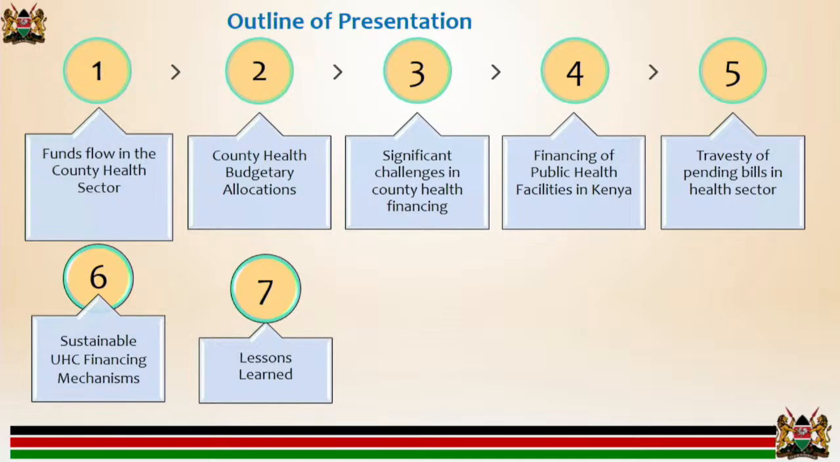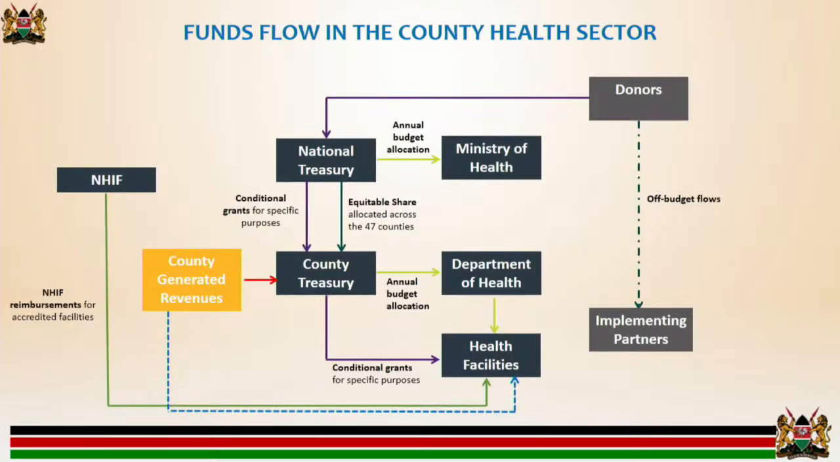I realize that the time is short and I'll take you through them very fast, so kindly excuse if it all seems very rushed. But we'll go through the funds flow, county health budgetary allocations, significant challenges, general financing, the issue of pending bills, sustainable universal healthcare financing, and lessons learned. This is the organogram, and I won't go through this. I'll just leave it on the screen for a few seconds, because I'm sure that all of you are aware of its composition.